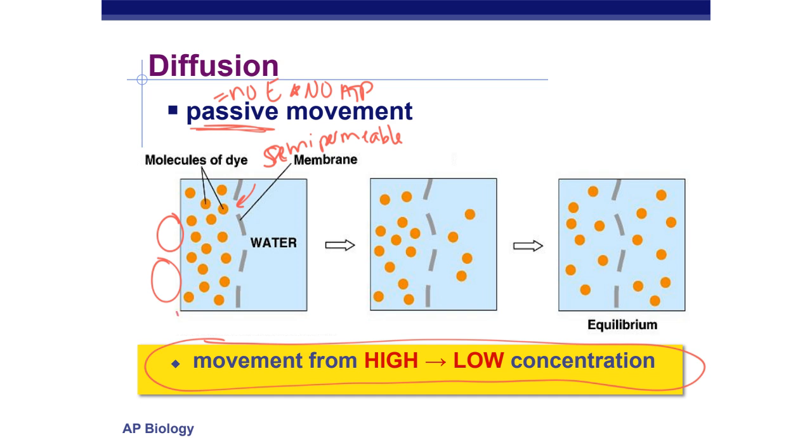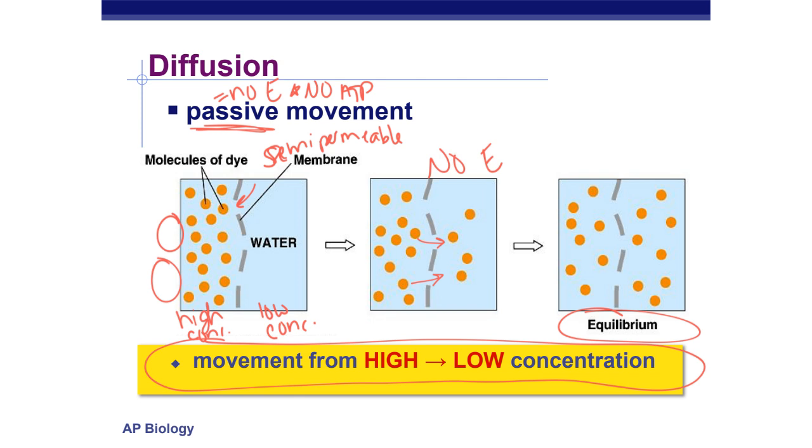If we look on the left side here, this has a high concentration of the dye molecules, where over on the right, there's a very low, non-existent concentration of the dye molecules. So the dye molecules are going to naturally spread out, and they're going to spread across this membrane. They're going to spread from a high concentration to a low concentration until they reach equilibrium. And that spread of molecules is not going to require any input of energy.